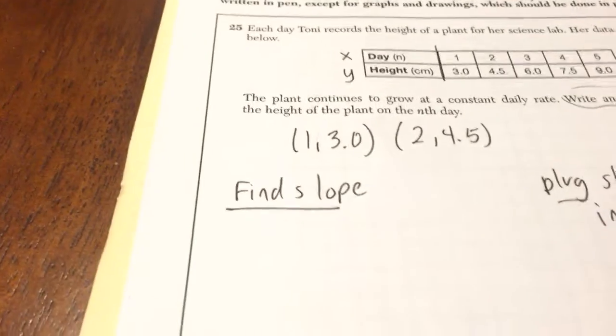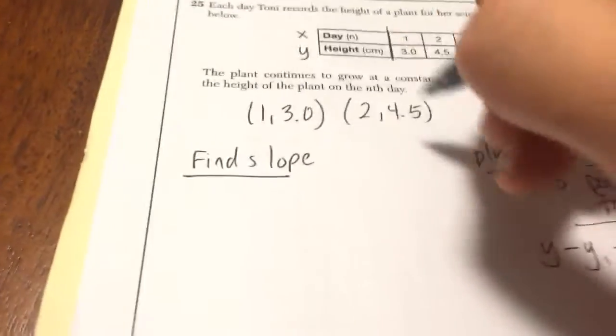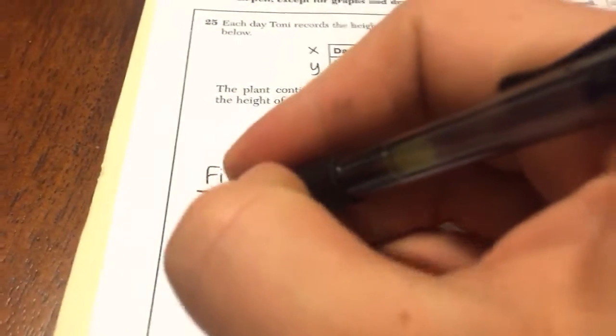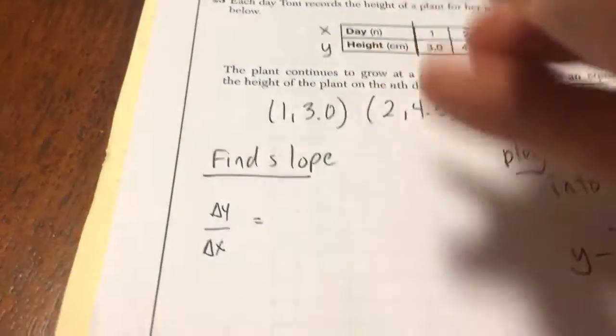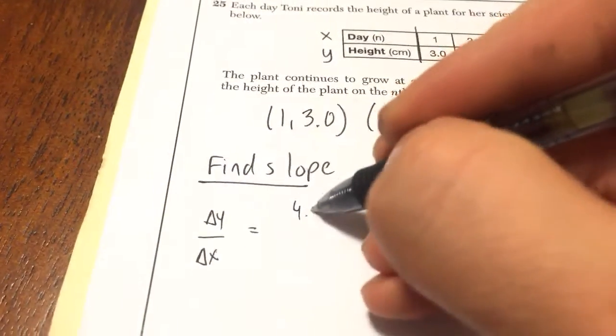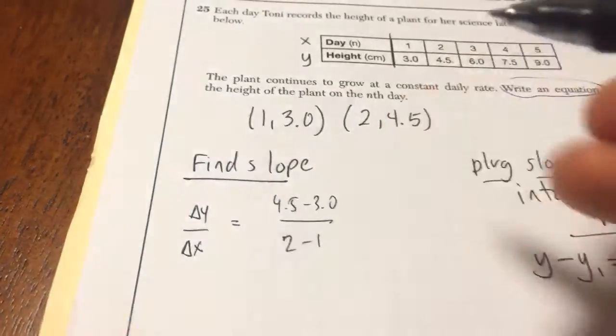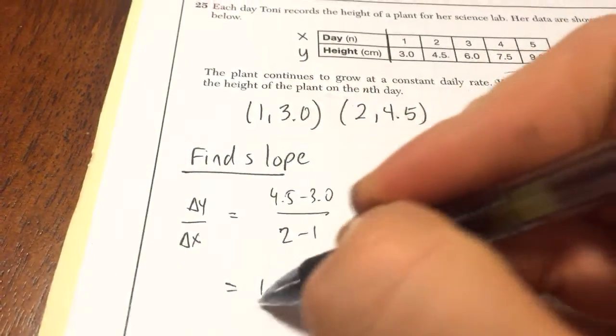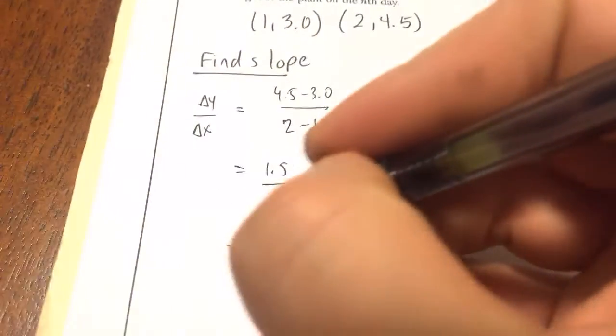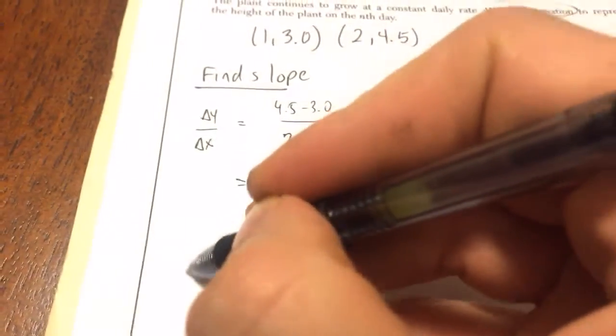So to write an equation of a line, what we want to do is find the slope of these points first. So I'm going to do change of y divided by change of x. So what that means is I'm going to do 4.5 minus 3.0 and then 2 minus 1. I get 1.5 over 1. I get 1.5. So my slope is 1.5.